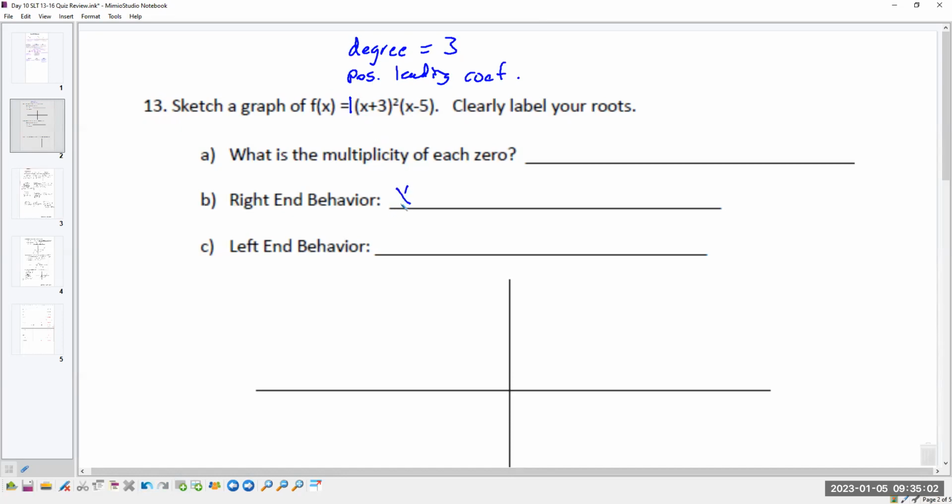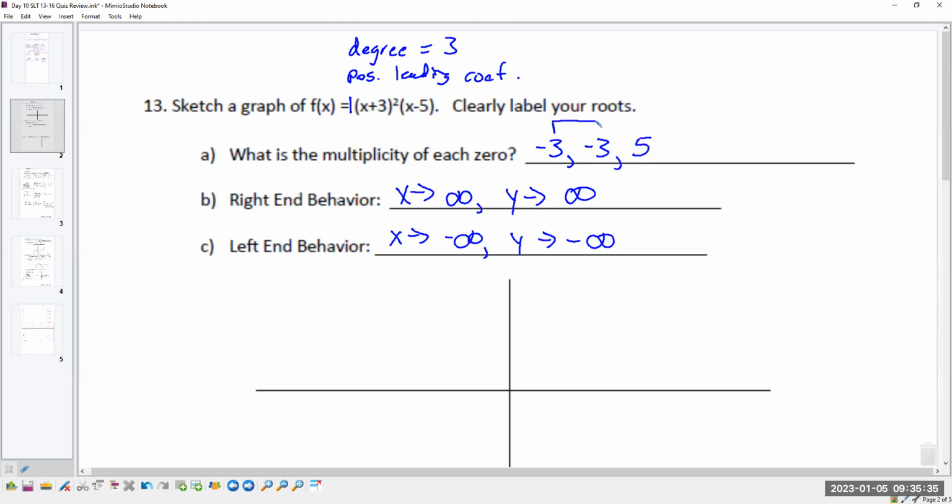And what that tells me is that on the right, as x goes to infinity, y goes to infinity. And on the left, as x goes to negative infinity, y goes to negative infinity. It says, what is the multiplicity of each 0? I see I have a double root because I have 2 factors of x plus 3. So negative 3 is a double root. I can either write the word double, or I personally like to just write them out. And then 5, because x plus 5, I only have 1 factor, is a single root.